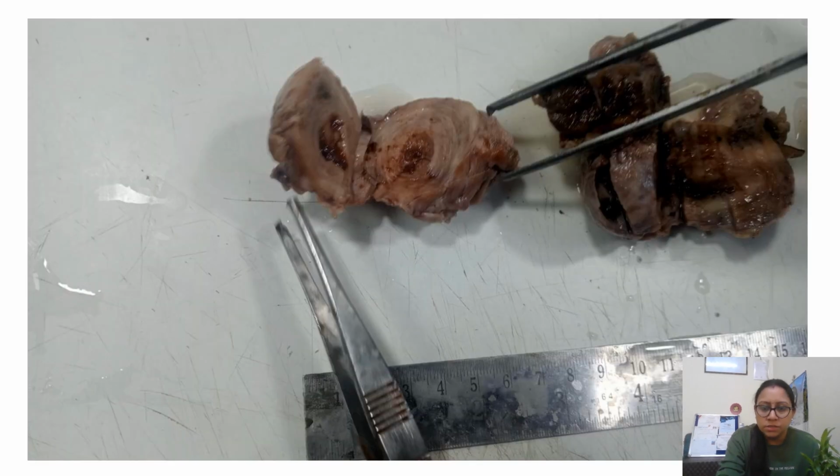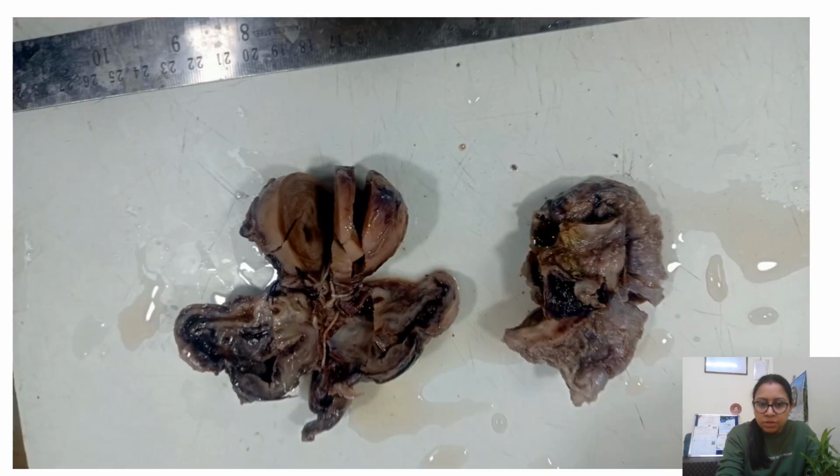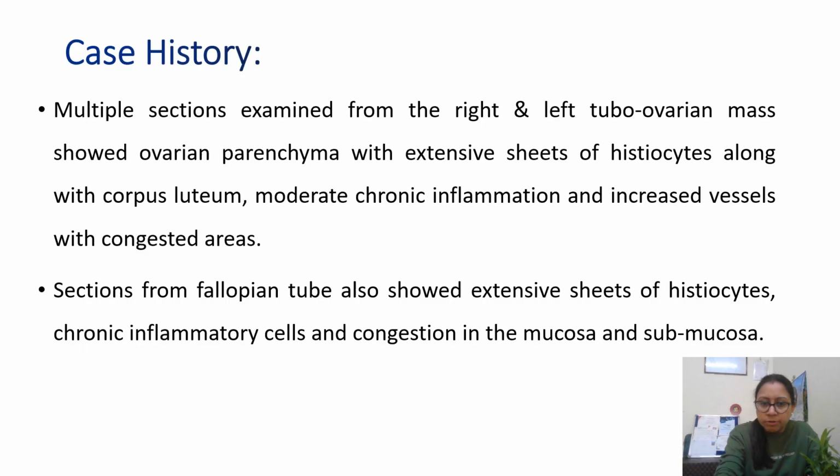This was the cut section from the hypoplastic uterus, which was small and globular in shape. On cutting the section, the endometrial cavity was noted, only this much. There was no cervix in it, so it's a hypoplastic uterus. Here is the cut section of a dilated fallopian tube which was attached to the uterus, and this is another fallopian tube sent separately.